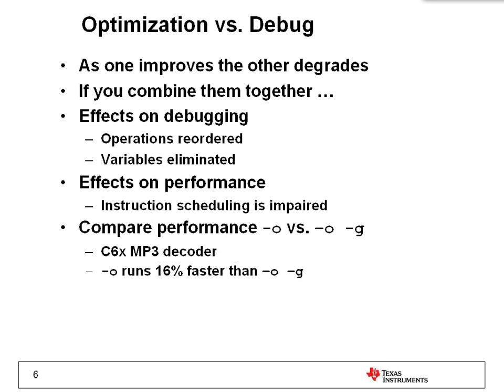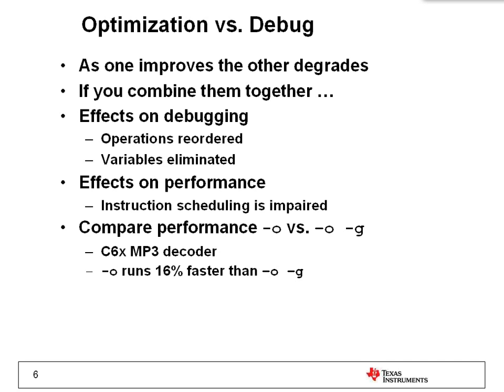Now, variables can be eliminated. Let's say you write a for loop for I equals 0 to 100, something like this. In a lot of cases, I will be eliminated. It won't even be there. And so if you try and ask through some debugger query or another, what's the value of I right now, it won't be able to answer because I was taken out.